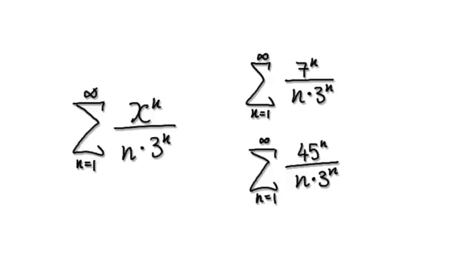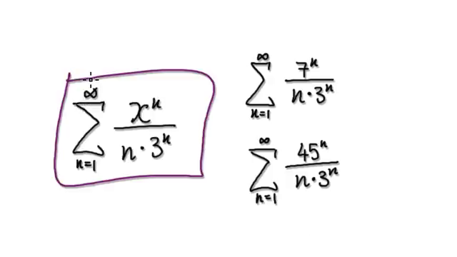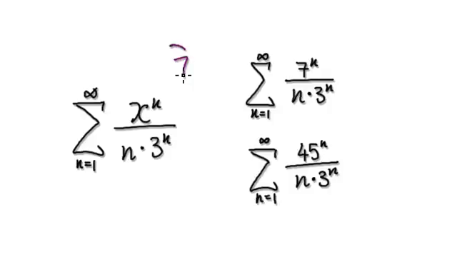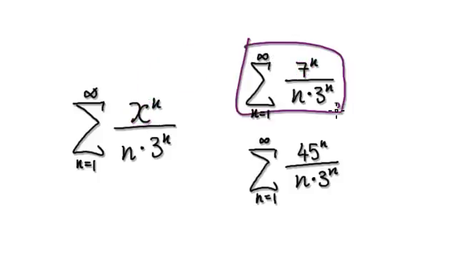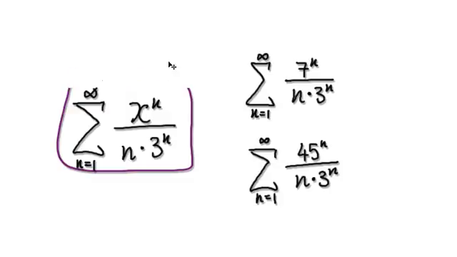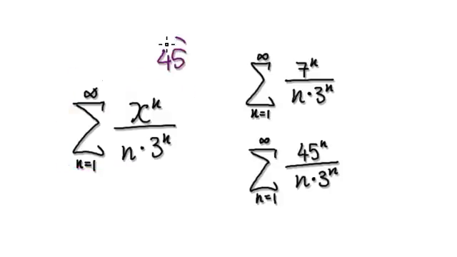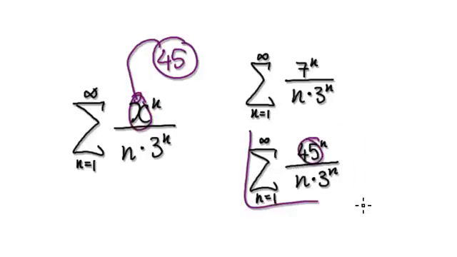Okay, let me give you another example. Given this series, if I were to put a 7 into the x here, that would then give us this. So will this series converge or will it diverge? Looking at this series, if I were to put, let's say, 45 into the x, will this series converge or will it diverge?